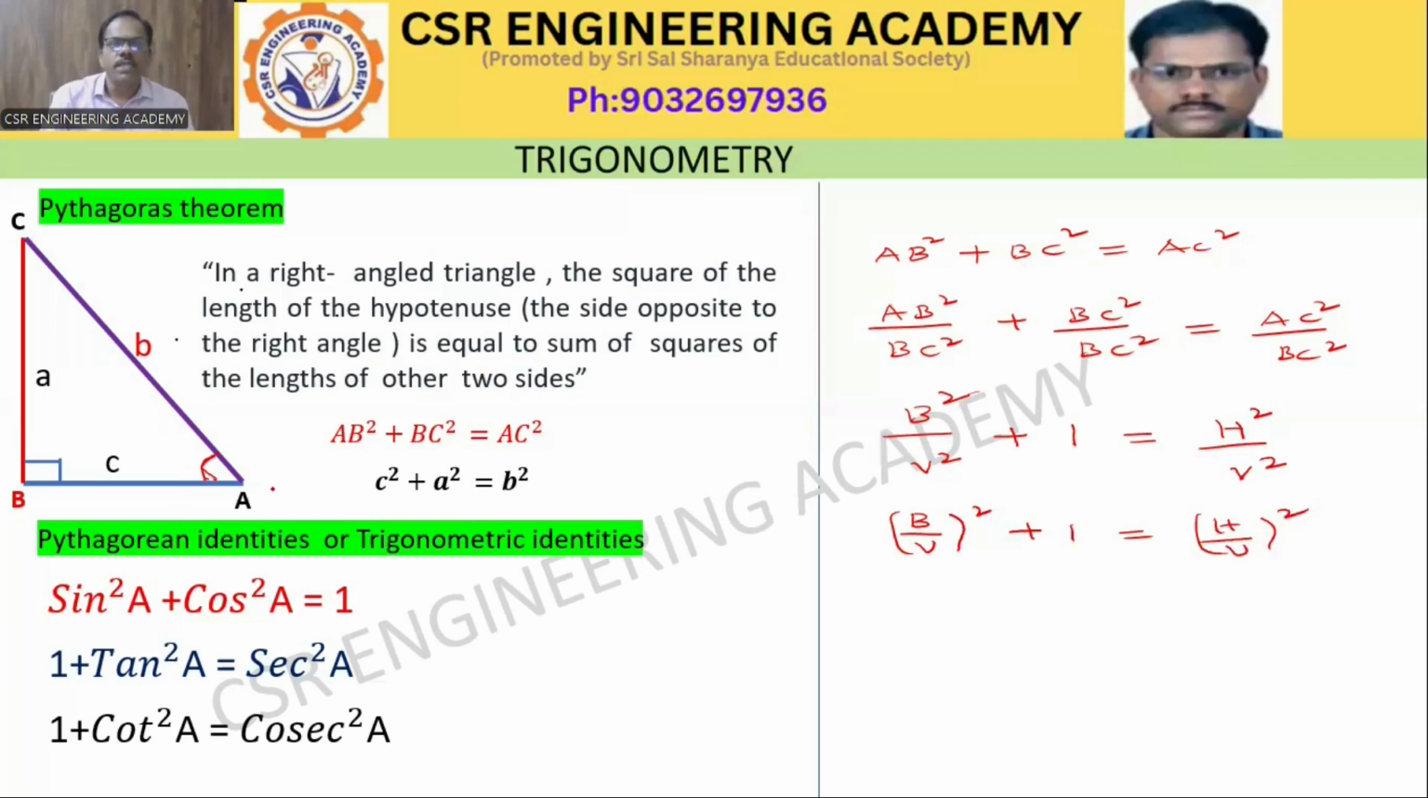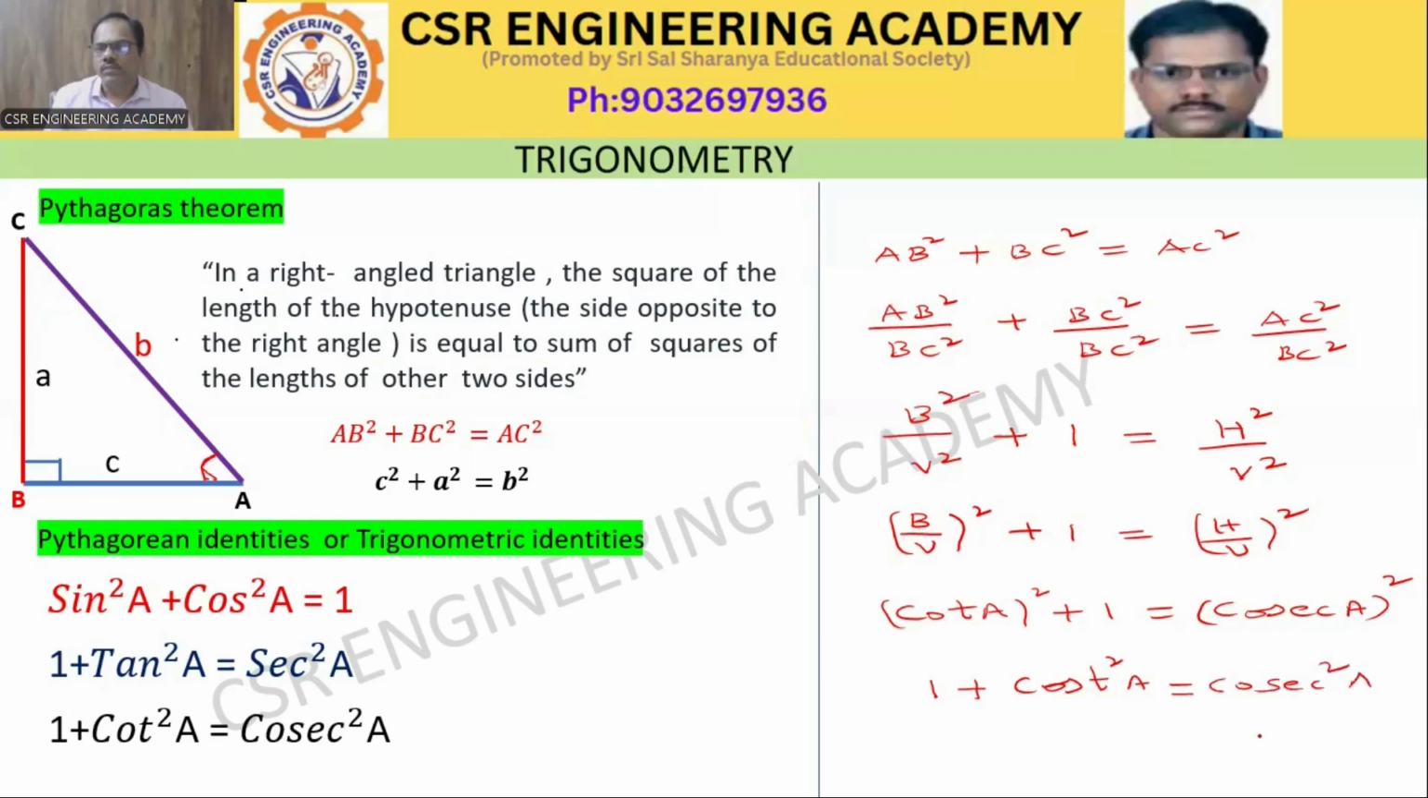Here base by vertical side is equal to cot A, whole square, plus 1 is equal to hypotenuse by vertical side, that is cosecant A, whole square. Rearranging terms, 1 plus cot A whole square, that is cot square A, is equal to cosecant A whole square, that is cosecant square A. Equation 3, third identity, hence proved.